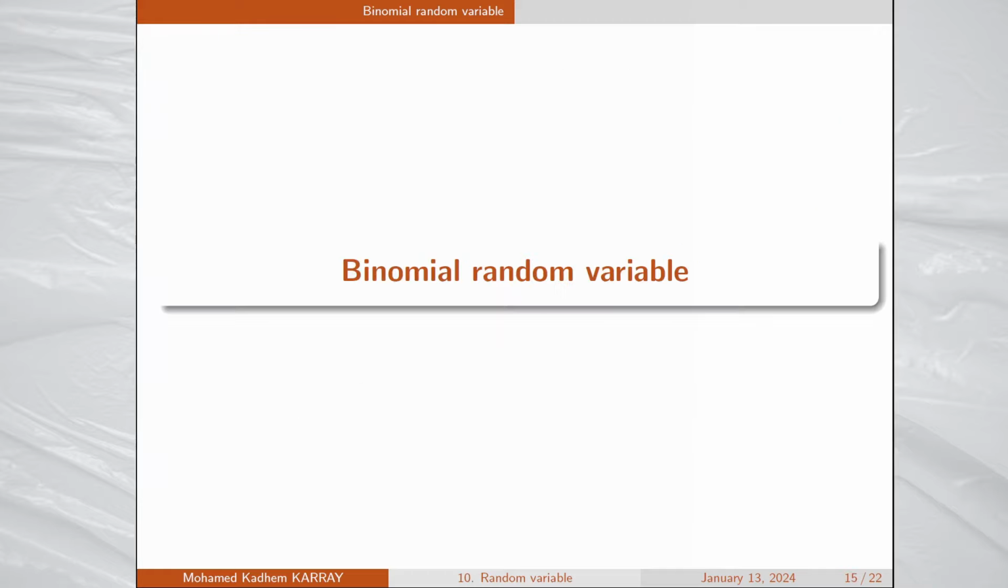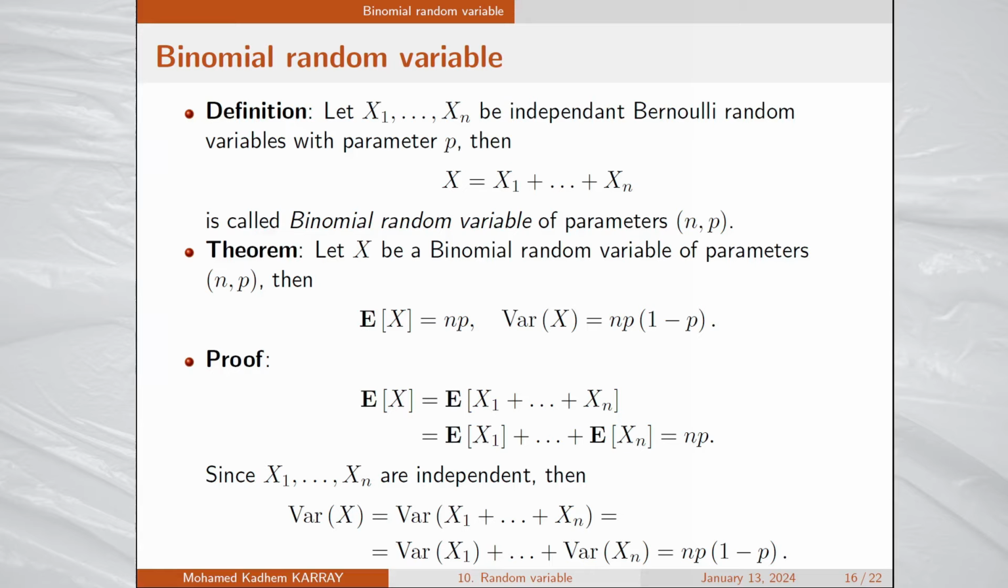A second famous random variable is the binomial random variable. It is defined as follows. Consider X1, ..., Xn independent Bernoulli random variables with parameter p. Then their sum, X equals X1 plus ... plus Xn, is called binomial random variable of parameters n, p, n being the number of elementary random variables and p being their common parameter.